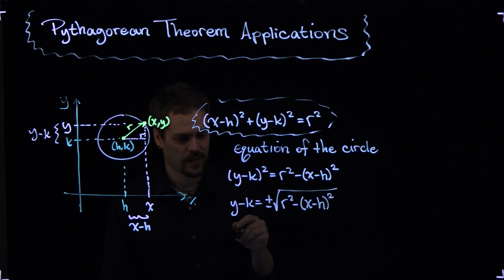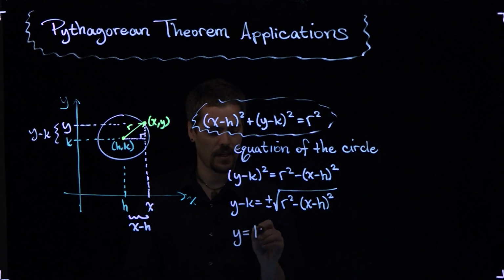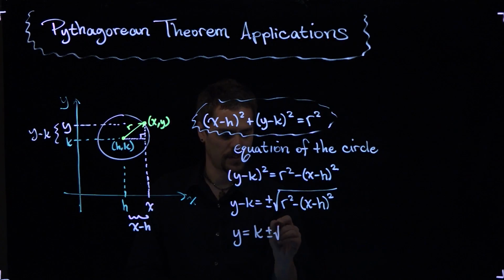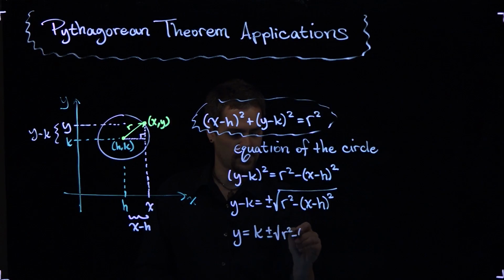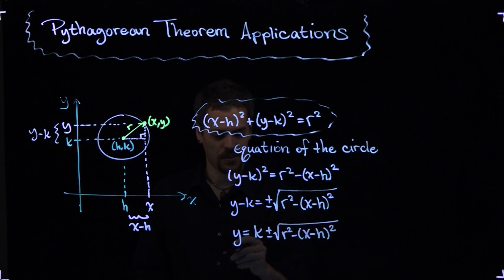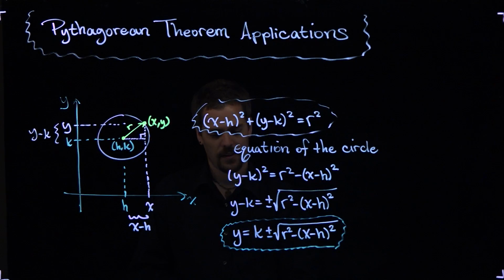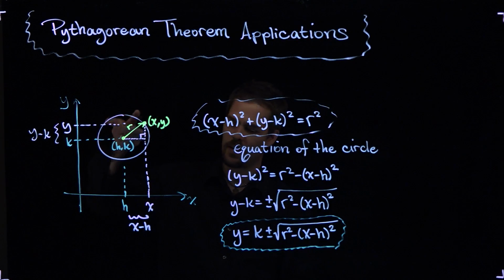Then I can add the k to both sides of the equation to get y in terms of everything else on the other side. y equals k plus or minus square root of r squared minus the quantity x minus h squared. So there's another version of it where you have y in terms of everything else. This is one where if you knew your h, k, you knew where you wanted to start the center of it, and you knew your radius, you could stick that into a graphing application or just do it by hand and come up with a bunch of points that creates this circle.